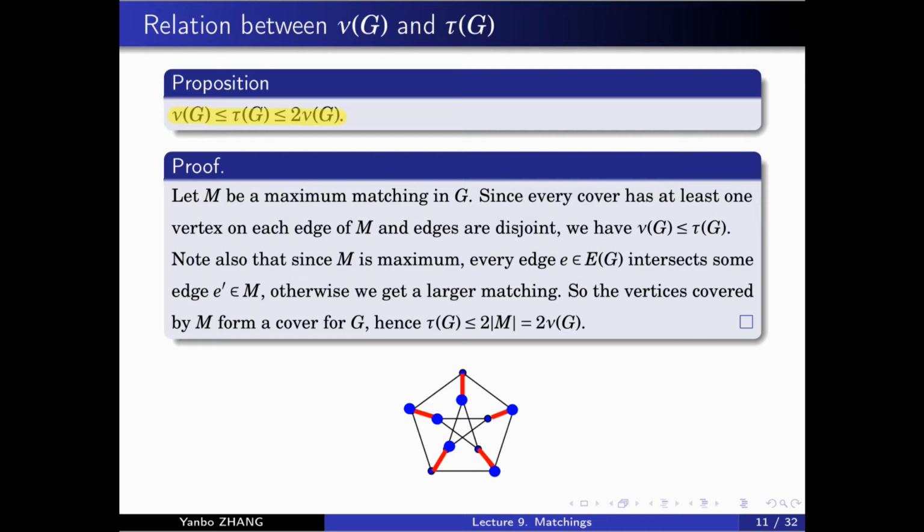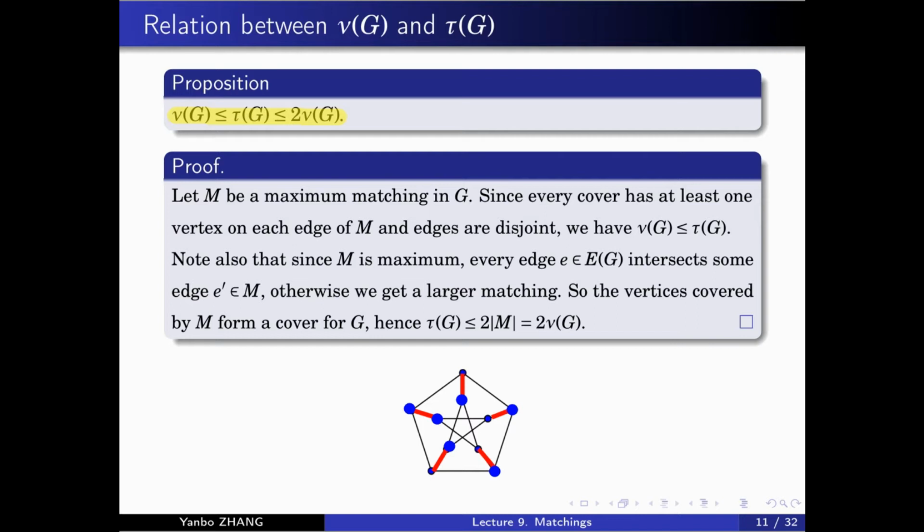Let M be a maximum matching in G. Since every cover has at least one vertex on each edge of M, and edges are disjoint, we have nu(G) is less than or equal to tau(G). Otherwise, if nu(G) is greater than tau(G), for example, nu(G) equals 5 and tau(G) equals 4, then the 4 vertices cannot cover all the edges of M, which contradicts the fact that it's a cover.